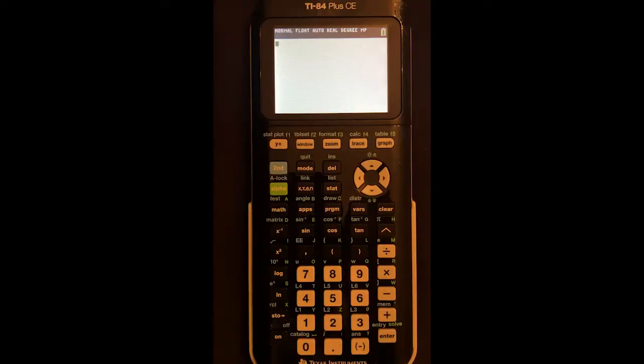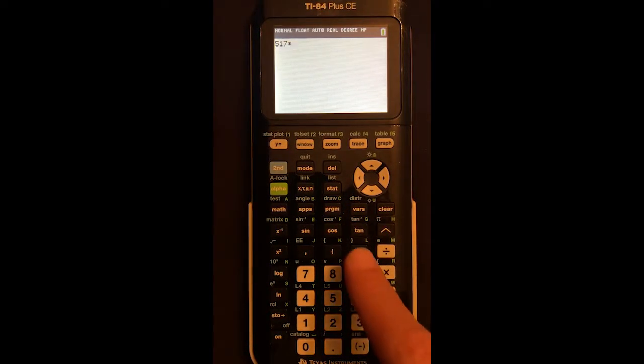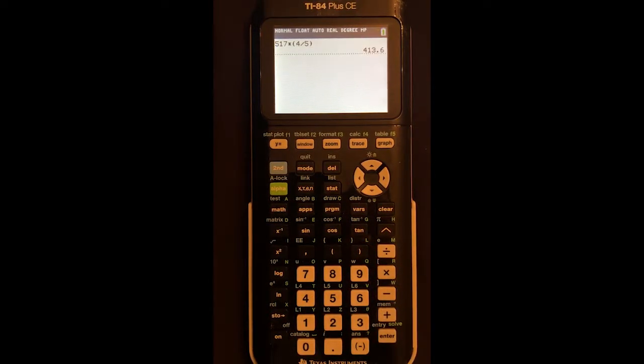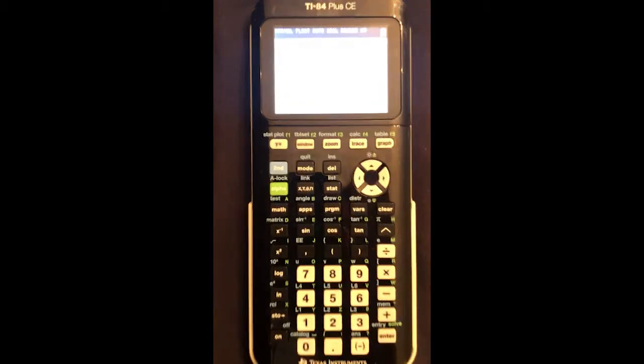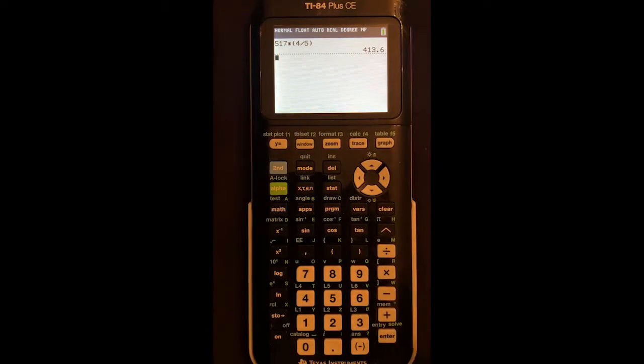For problem 42, we have 517 graduating students, and 4/5 will be going to college, according to the problem. So times, open a parentheses, 4/5. No need to use fractions here. Simply enter the fraction inside a parentheses. That's the recommended way of doing this.